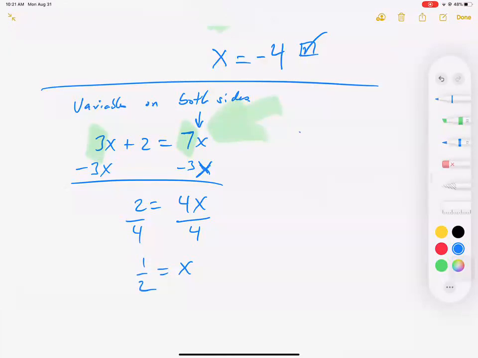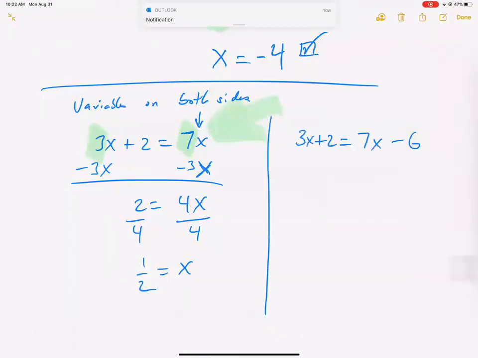What if I have a problem that says 3x plus 2 is equal to 7x plus 6? No, not plus 6. Let's do minus 6. So look at this example here. I have x's on both sides, right? You have 3 there, and you have 7 there. My hint here: move to the side with more x's. Which side has more x's?